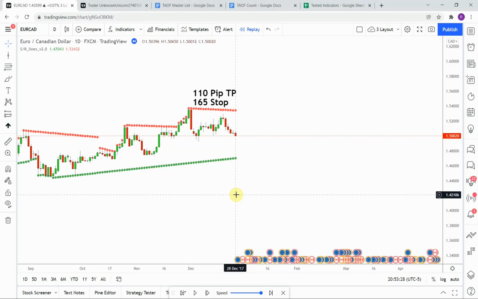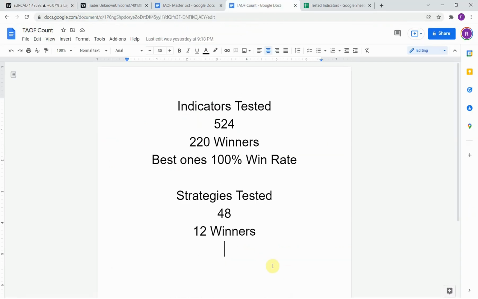Alright, as I said, today we will be testing the support and resistance line V2, version 2. Before we do though, I wanted to put the testing scoreboard up for everyone to see. To date, we have tested a total of 48 different strategies, with 12 of them being profitable. We've also tested a total of 524 indicators, with 220 of them being winners. The best ones so far were able to achieve a 100% win rate. Now you need to go back and watch those videos to understand the context of how they were able to achieve that. So go back and watch those videos and see what you can get out of those winning indicators.